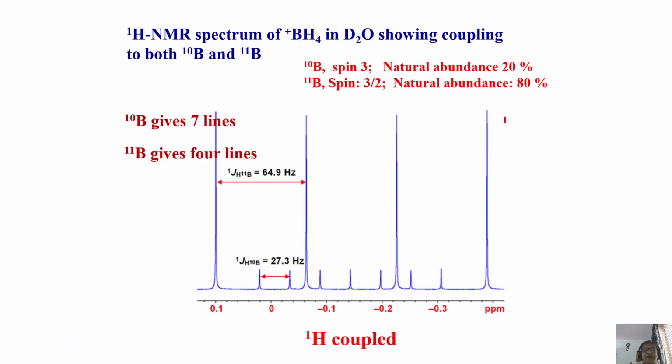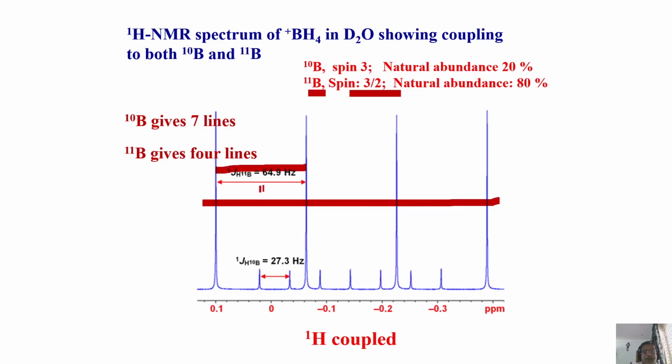So if you put 2nI plus 1, n is equal to 1, I is equal to 3 by 2, how many peaks do you expect? The 2 will cancel, so 3 plus 1 only, you get 4 lines. So for spin 3 by 2, 2 into nI plus 1, n is equal to 1, 2 into 3 by 2, the 2 cancels, you'll get only 4 peaks. And these 4 peaks are for B11 and of equal intensity. And this adjacent line separation gives you 11B and proton coupling.